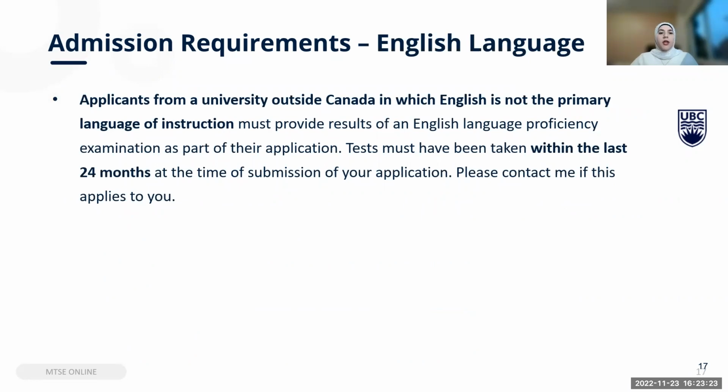Applicants from a university outside Canada in which English is not the primary language of instruction must provide results of an English language proficiency examination as part of their application. Tests must have been taken within the last 24 months at the time of the submission of your application. Please contact me if this applies to you.